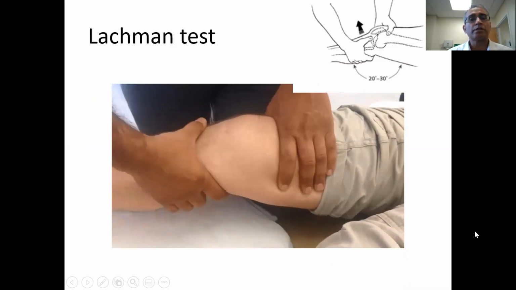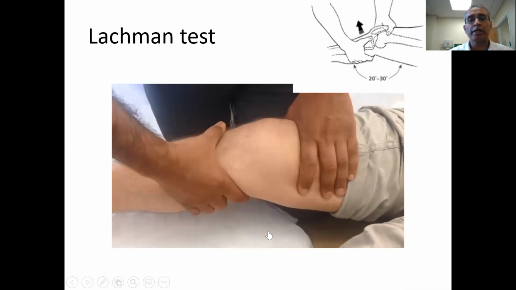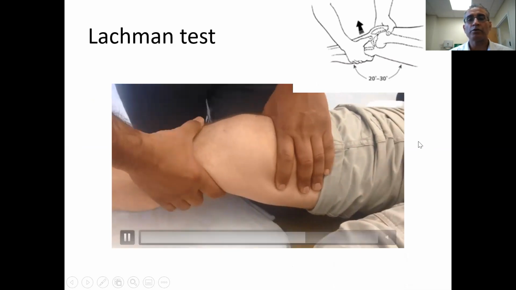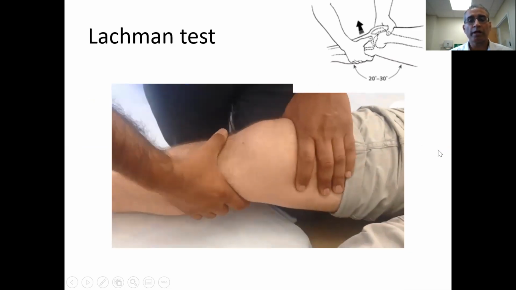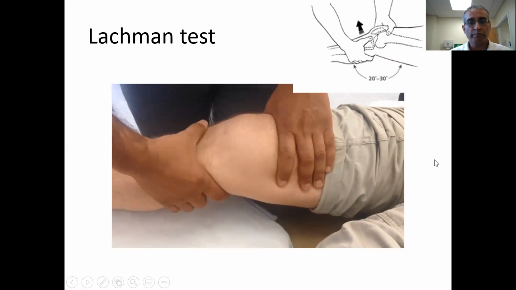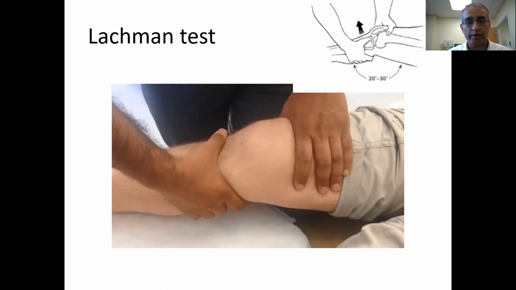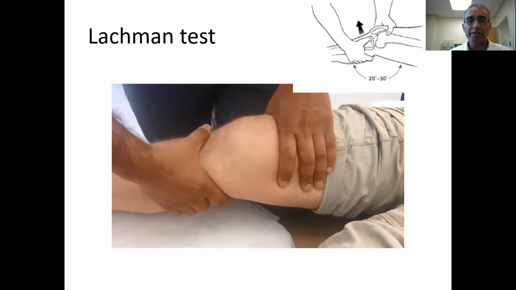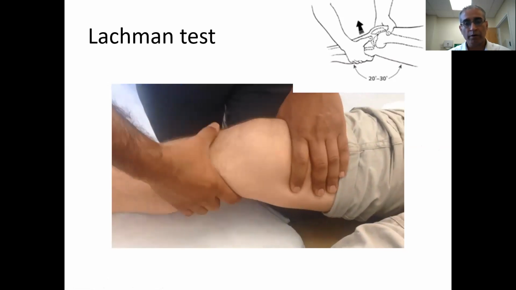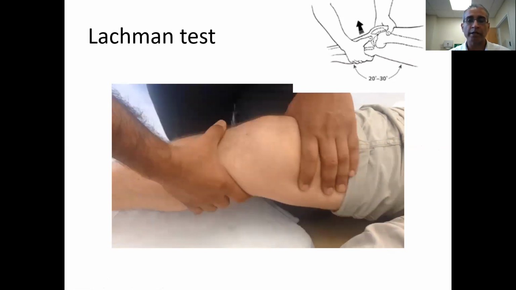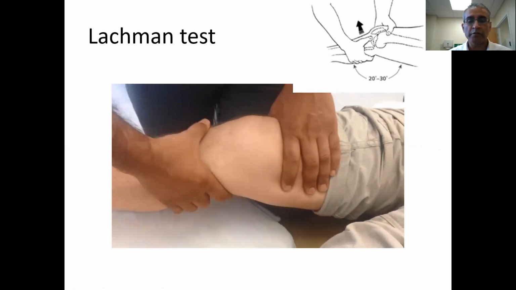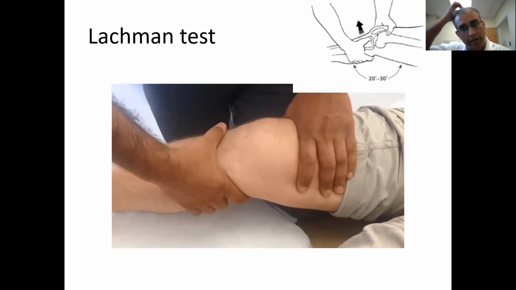So a more sensitive test is the Lachman test, which is done with the knee in slight flexion. And all you're trying to do is pull the tibia forward, and you're looking for excessive movement and a soft end point. If the ACL is intact, you get a little bit of movement, and then the ACL stops the tibia from translating forward, and it's a firm end point.